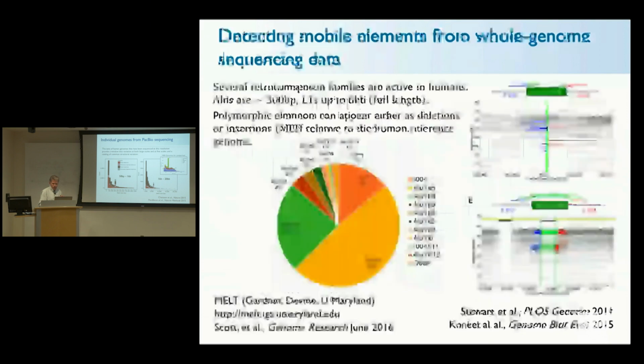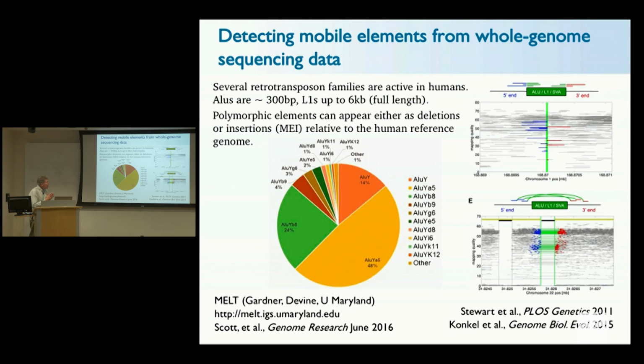So I had just talked a little bit about the ALUs and the L1s. This slide shows you the kinds of ALUs that are active in the human genome. Mobile elements are a little bit of a specialized subfield unto themselves, but it's important to know about them as an important class of structural variation that exists in humans.